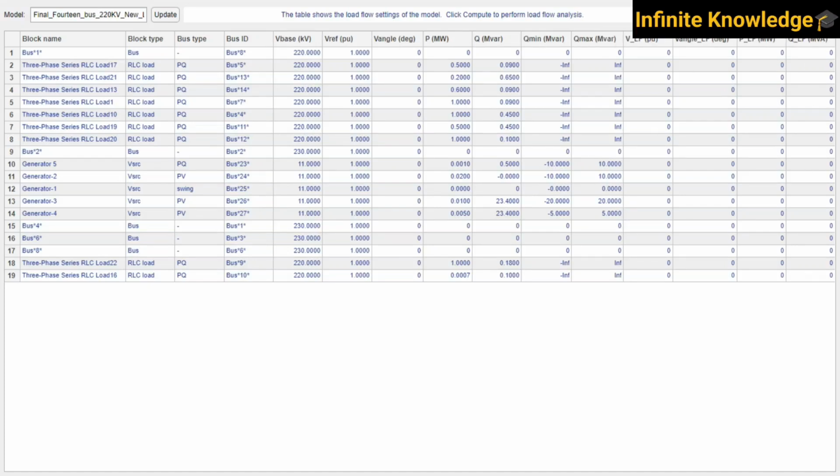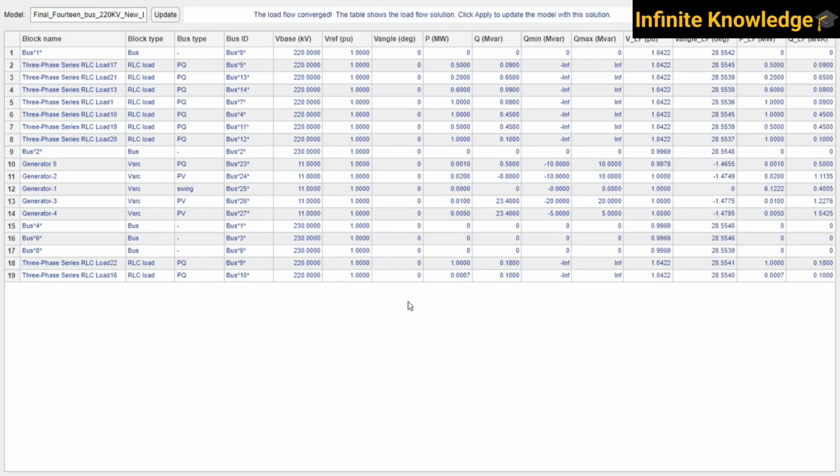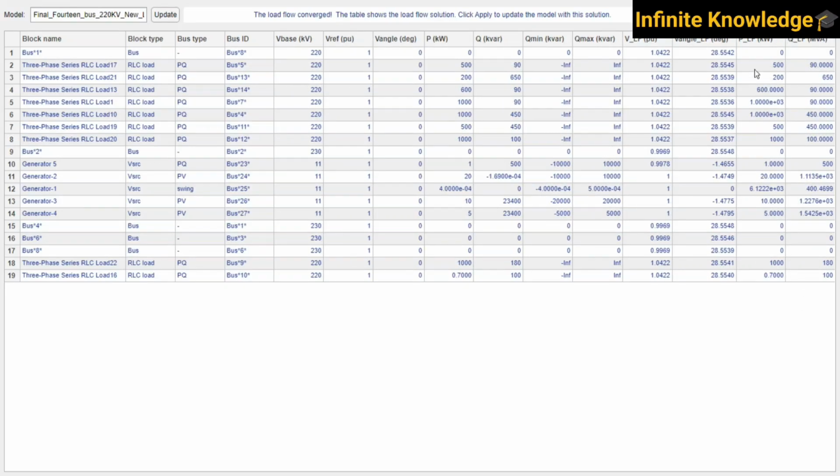Once you press compute, after some time you will get these values. This is the voltage per unit, this is the angle, this is the power, this is the active power, and this is the reactive power. After the load flow analysis, we will get these values. We need to wait for some time. So you can see we are getting the voltage. If you want the proper value, you can change it into kilowatt.